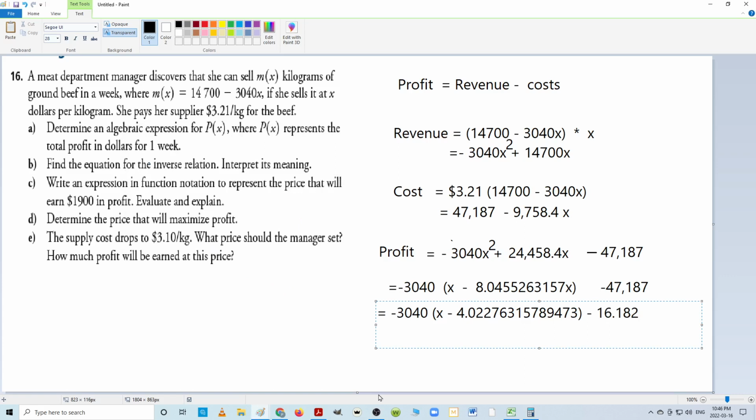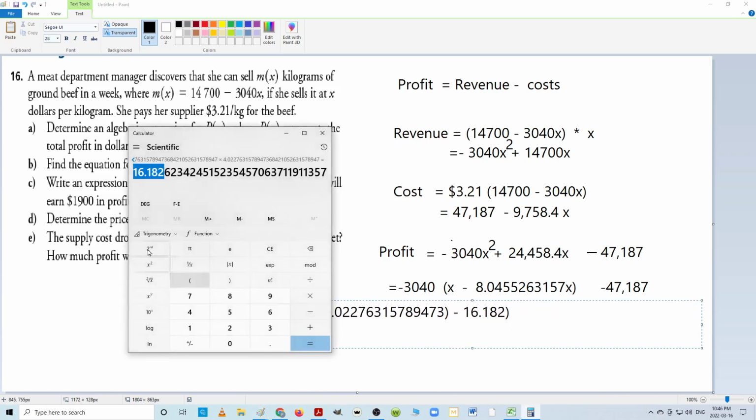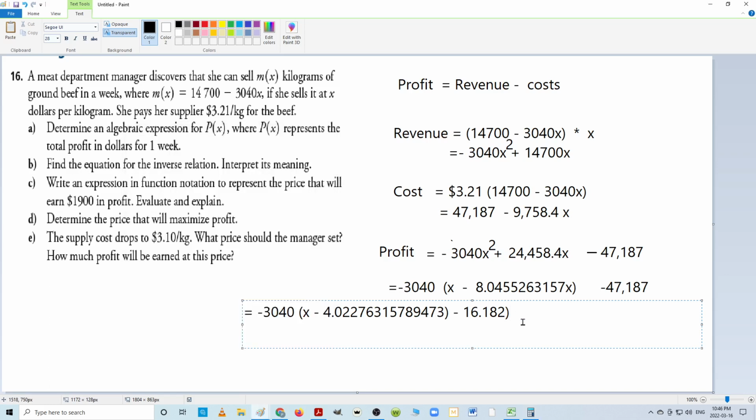And to get it out of the bracket, I have to multiply it by negative 3040. And of course it's going to become positive, so I'll just leave it as positive here. And so this comes out. And I can get rid of this. And that becomes a square. And now I just have to subtract that.